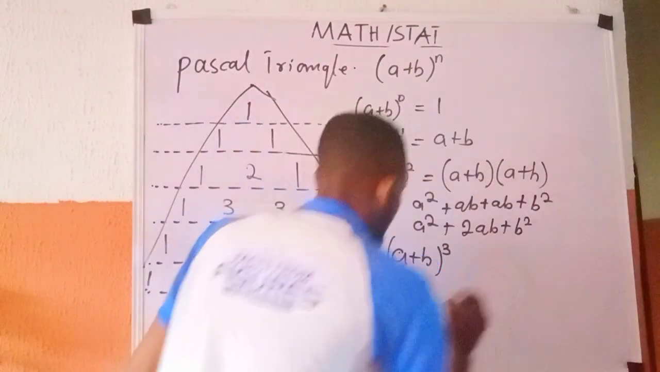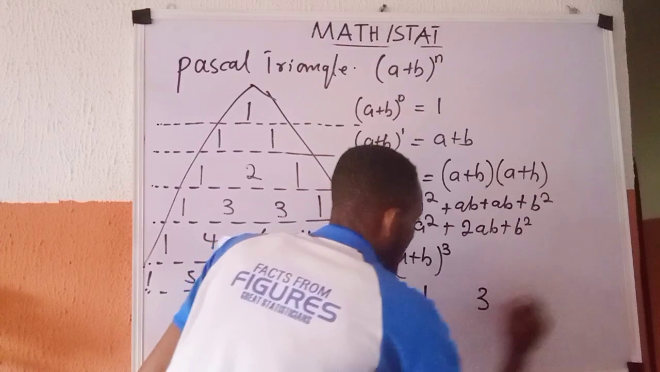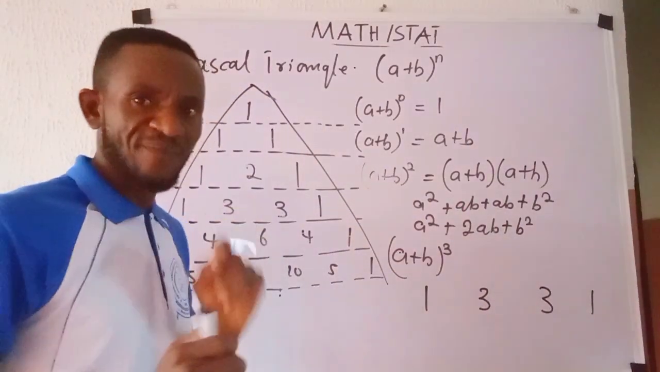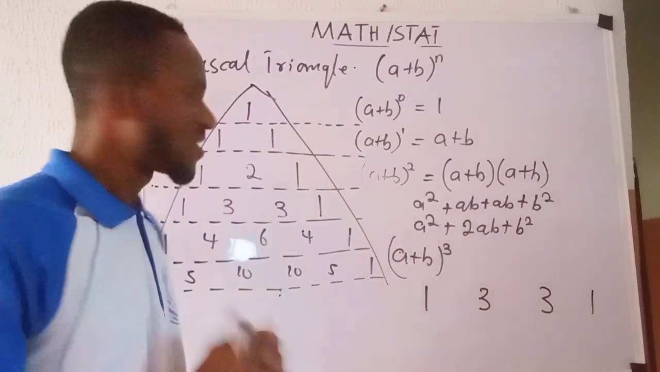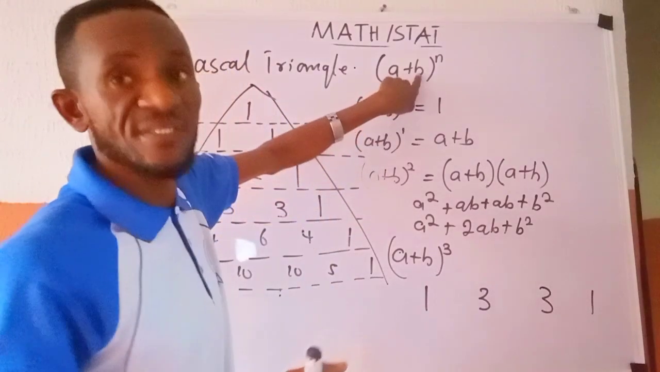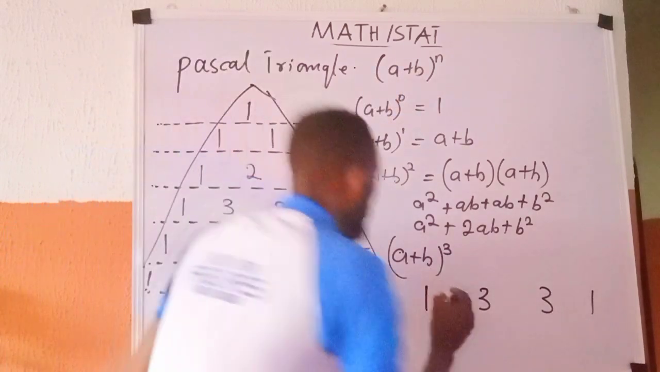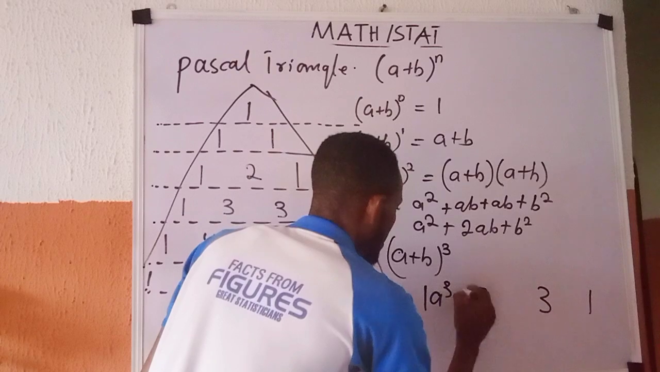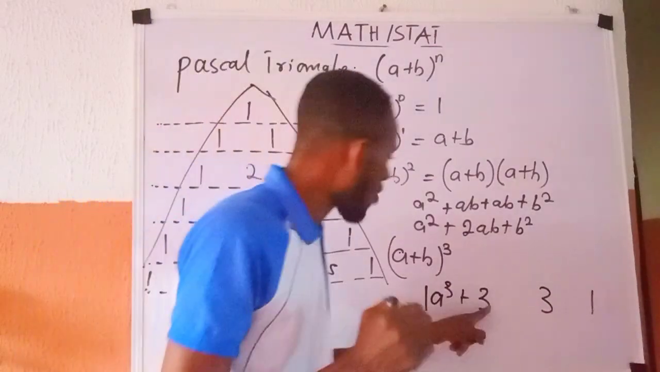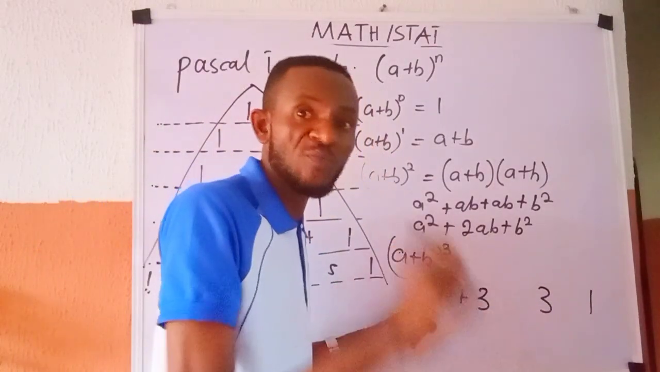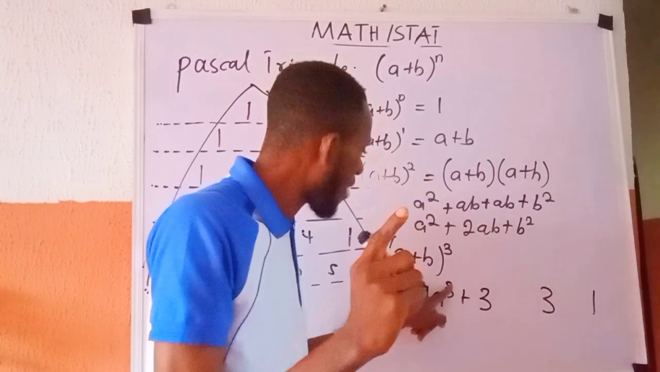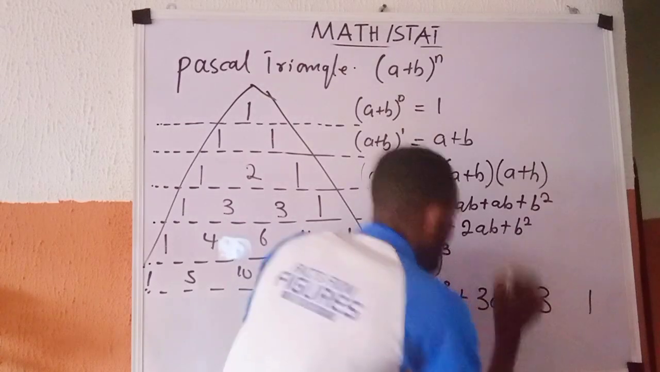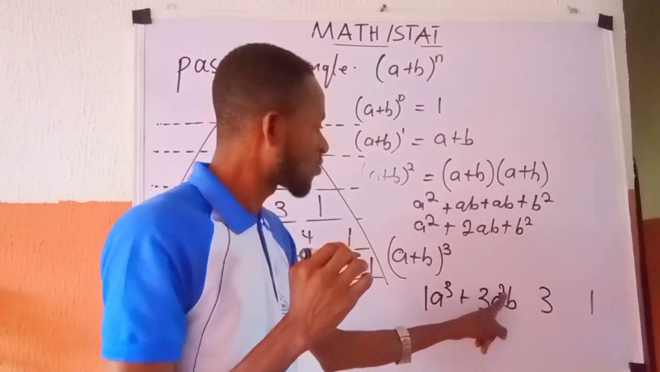So let us first of all write it this way. I have 1, I have 3, I have 3, and I have 1. The next thing I'm going to ask myself there is, the letters involved are A and B. So here becomes A raised to power 3, because we are discussing power 3 here. A raised to power 3 plus. When I come over here now, the power of A here is going to reduce by 1. So I'm going to have A raised to power 2, and then I will have B. It has reduced by 1.